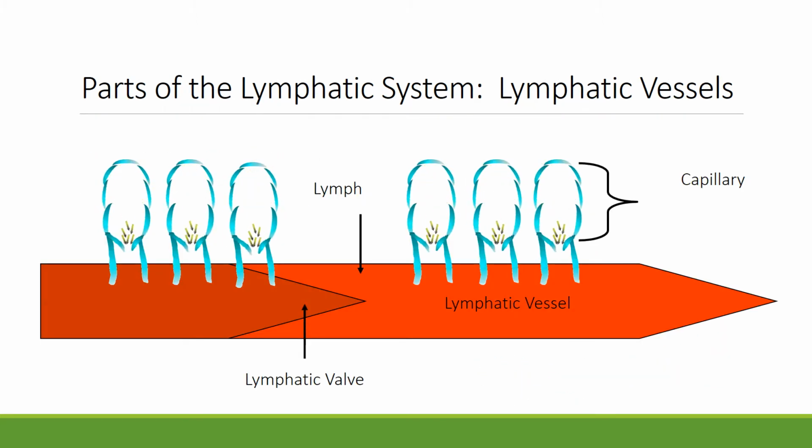Here are the parts of the lymphatic system. You can see the lymphatic vessel carrying the lymph and the lymph capillaries that dump into the lymphatic vessel. One other thing in this diagram is the lymphatic valve, and we're going to talk about that in just a minute.